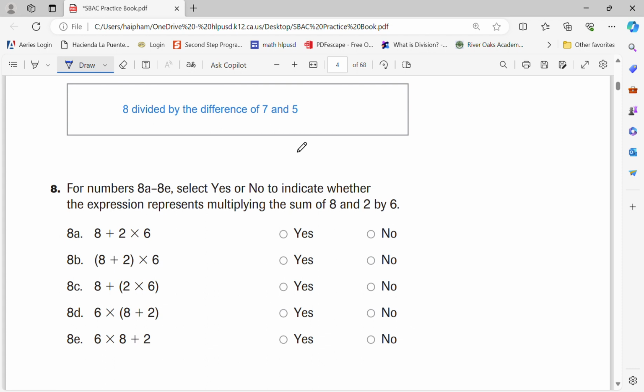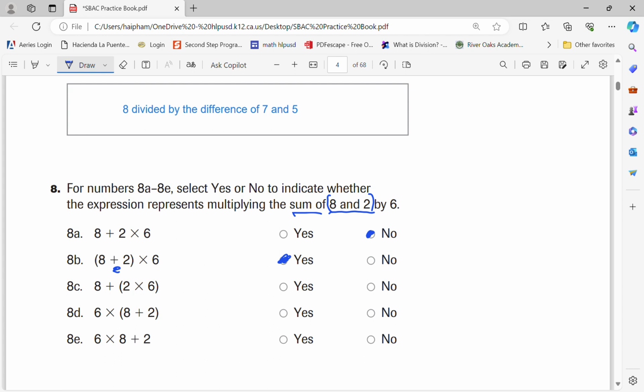Let me get my little pen. Next one, we have parentheses 8 plus 2, okay, times 6. So here we do have a multiplication by 6 with the sum of 8 and 2. Again, indicating that these two numbers are grouped together. Look at the sums. That means we have to add here. Okay, so I'm going to say yes here.